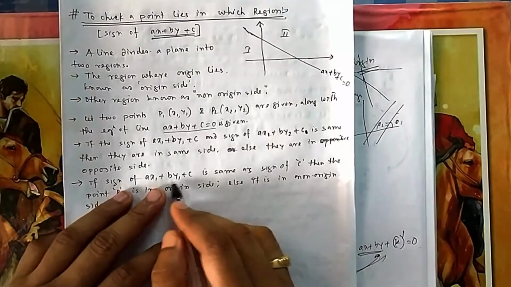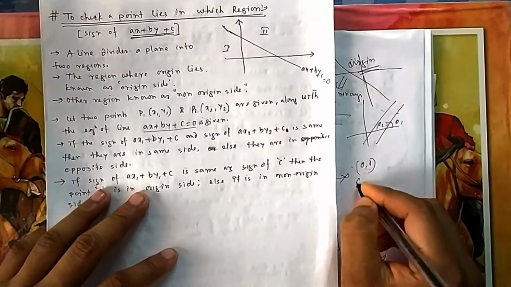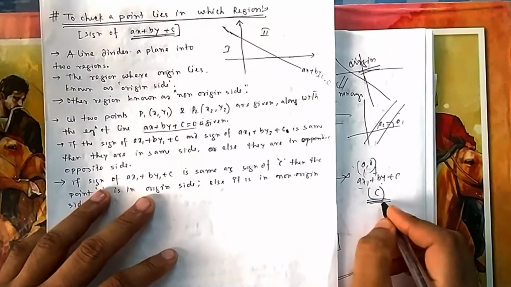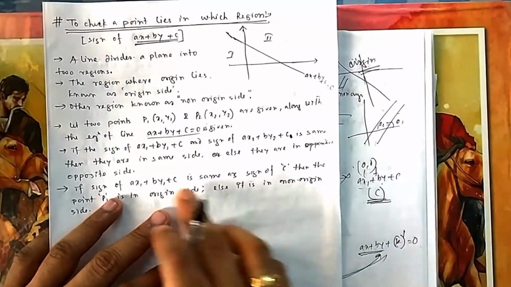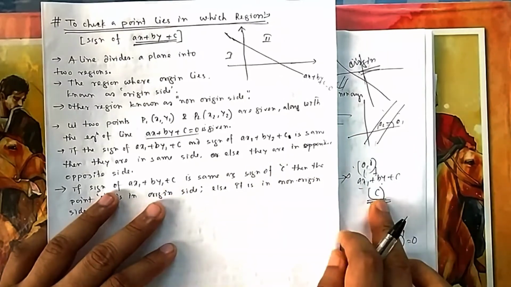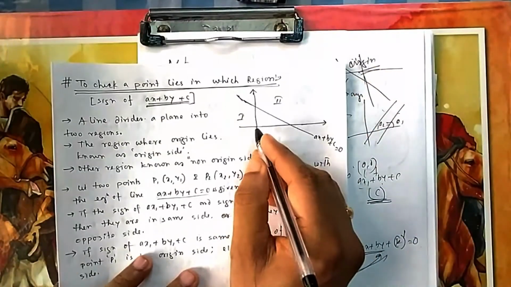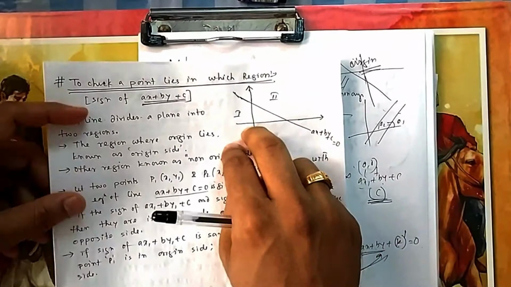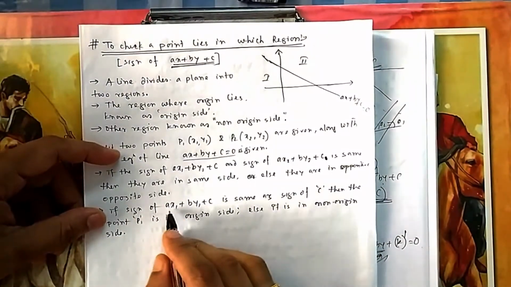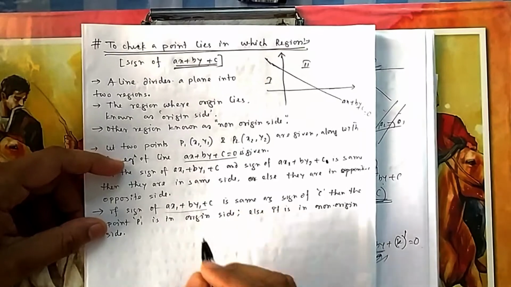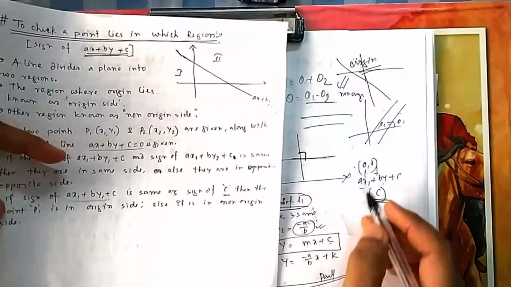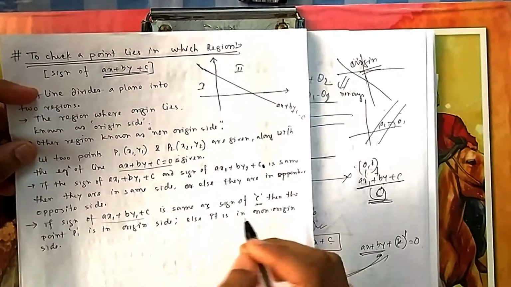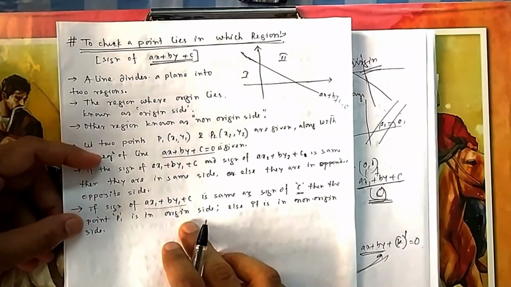You put the origin here. What is the origin? (0, 0). If I put (0, 0), what will be left? 0 plus c. So ultimately that means the sign of c. If c is positive and you put a point which is also positive, that means it is on the origin side. Because you put the origin, it became positive, and you put another point that is also positive, so both are on the same side, that means the origin side. So the sign of ax1 plus by1, suppose I am putting P1 only, is the same as the sign of c. Why c? Because if I put the origin, nothing is left, only c is there. So the sign of c indicates the origin. Then the point P1 is on the origin side.